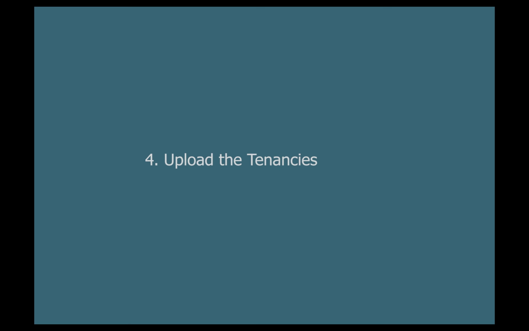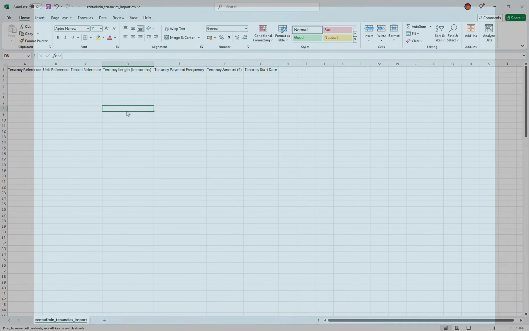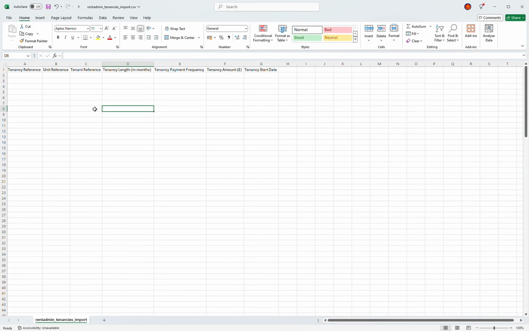Now we are ready to upload tenancy information to RentAdmin. You will notice that the data file contains several references. These are needed to link the tenancy to the correct property reference, unit reference, and tenant reference. Firstly, the tenancy reference is used to identify the tenancy. This reference must be unique.